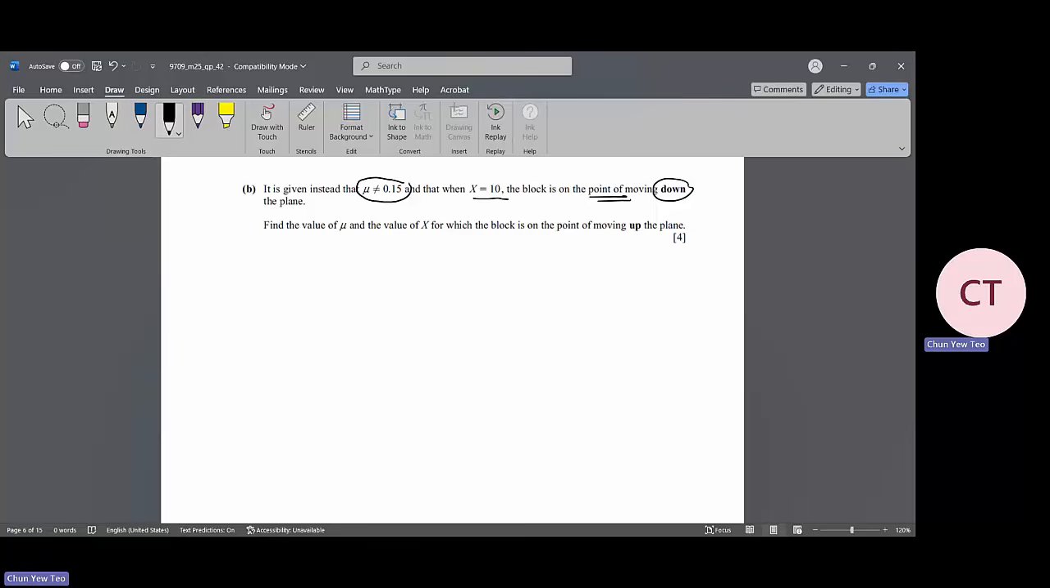Okay, so when X is equal to 10, if you want, you can redraw the diagram. You have X equal to 10 here, and you are at the point of moving down. That means your frictional force will be going up. This will be your weight, 120 Newton.